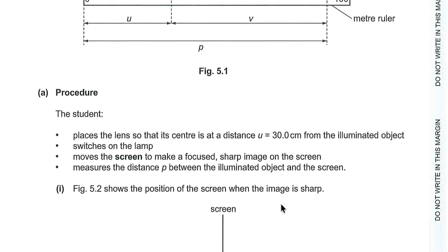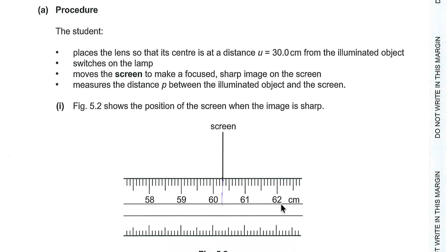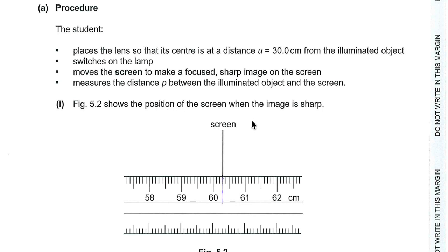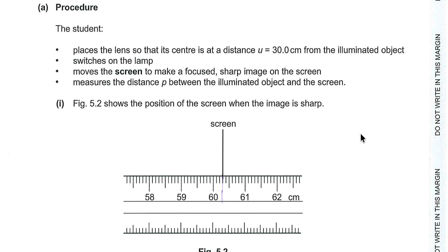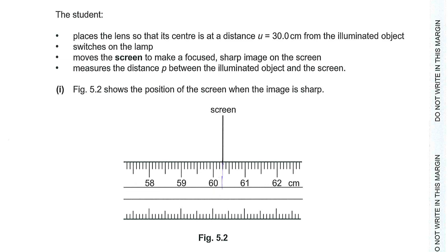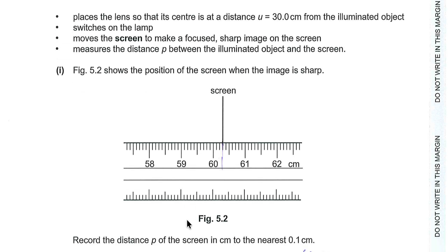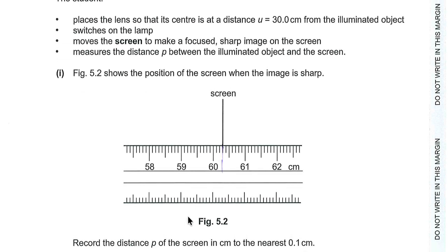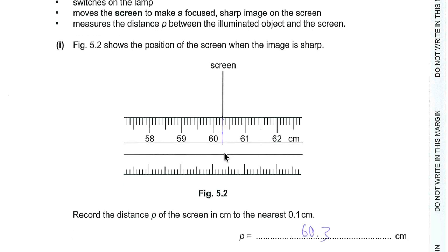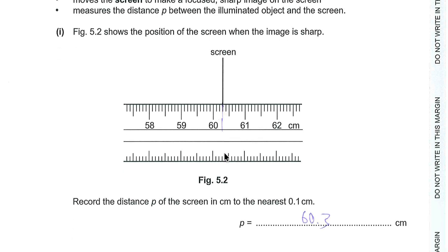The things that we have to do here, firstly, is to measure some distances. So we've got the position of the screen where we have a sharp image, and we want to know the value of p to the nearest 0.1 centimeters. You can see here we're at 61, so we're going to 60 point something. What's that point something? 60.1, 60.2, 60.3. There we go, 60.3 centimeters.